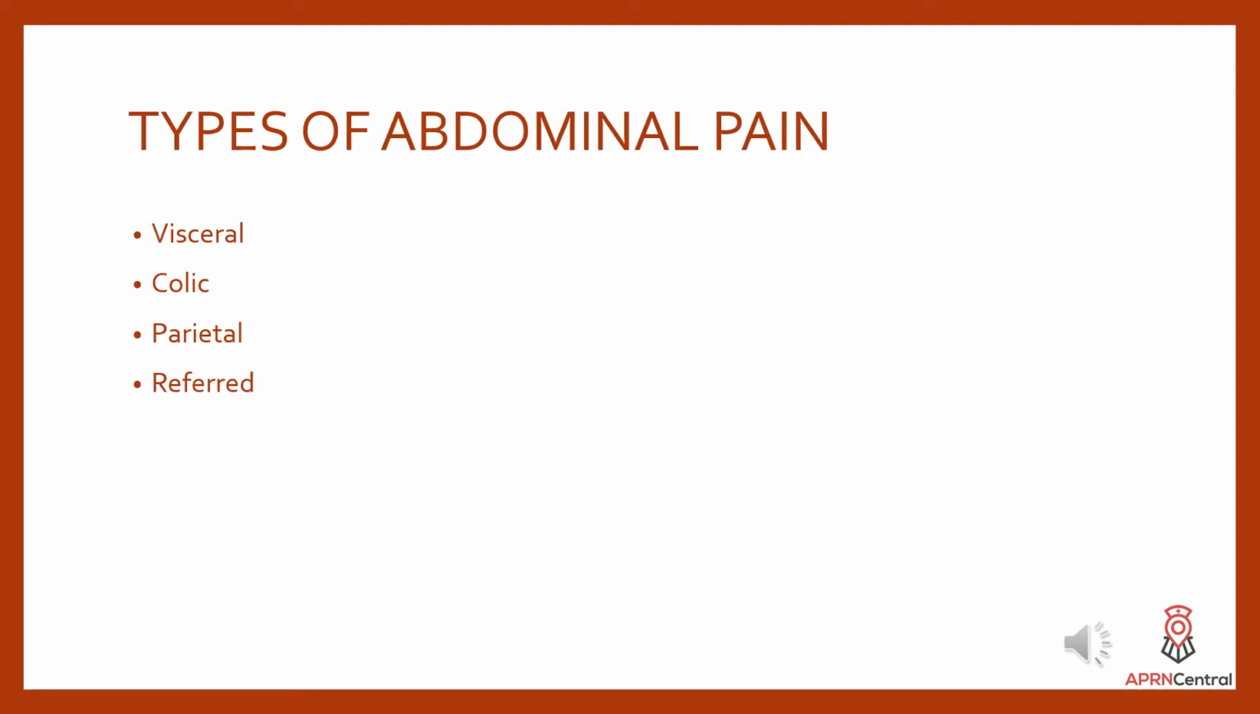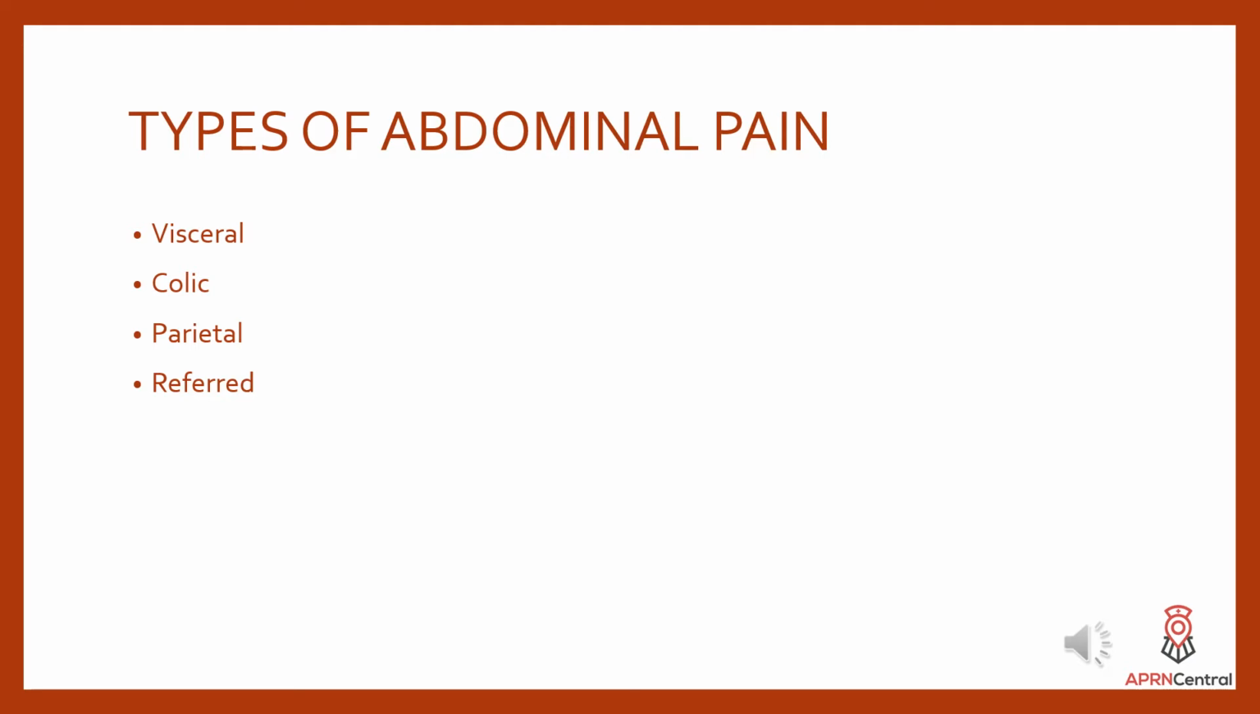There are different types of abdominal pain: visceral, colicky, parietal, and referred. We talked about referred pain in the previous slide. Visceral pain is pain that originates from abdominal organs. So if you have inflammation of the appendix, you're going to have pain in the right lower quadrant. Colicky pain is a crampy, intermittent type of pain. Sometimes it can precede a bowel movement or urination.